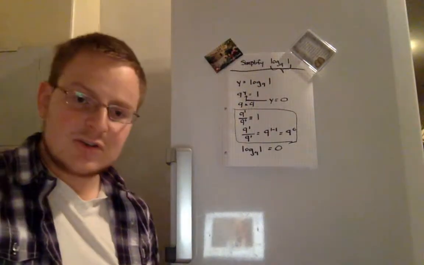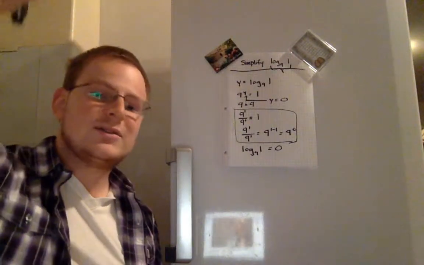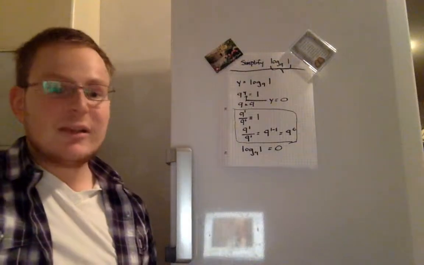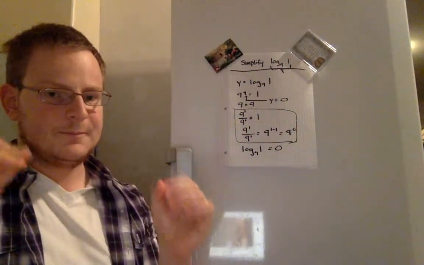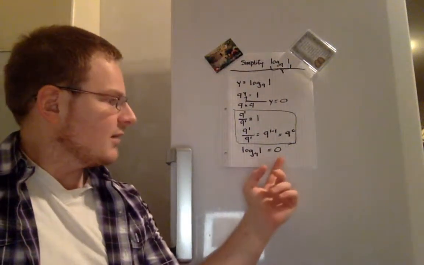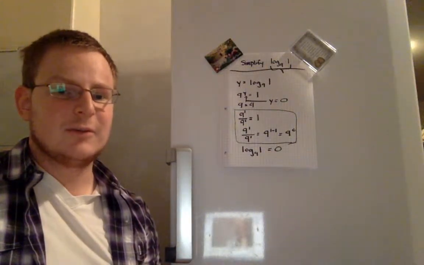You can try 9 squared divided by 9 squared. That's going to be 1. You can try negative 1 to the billionth power divided by negative 1 to the billionth power. That's still going to equal 1. Take home message: the logarithm of 1 is equal to 0.